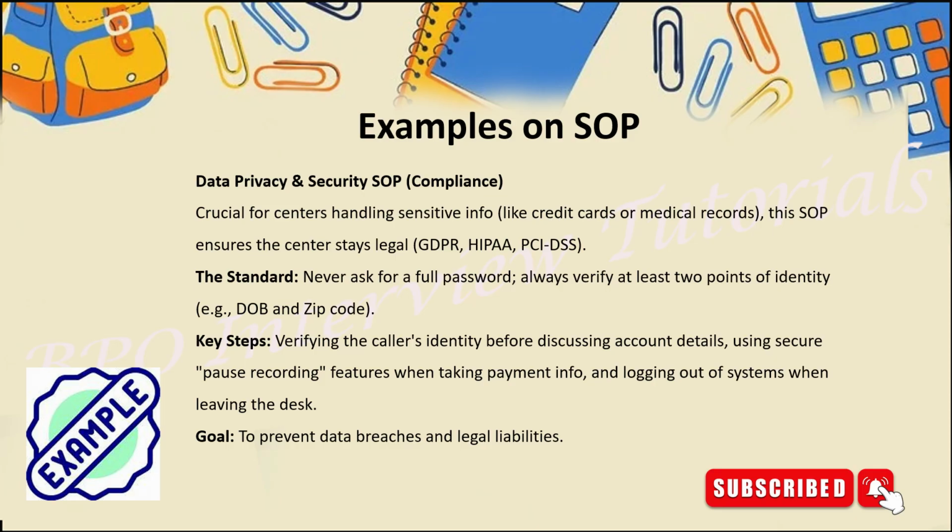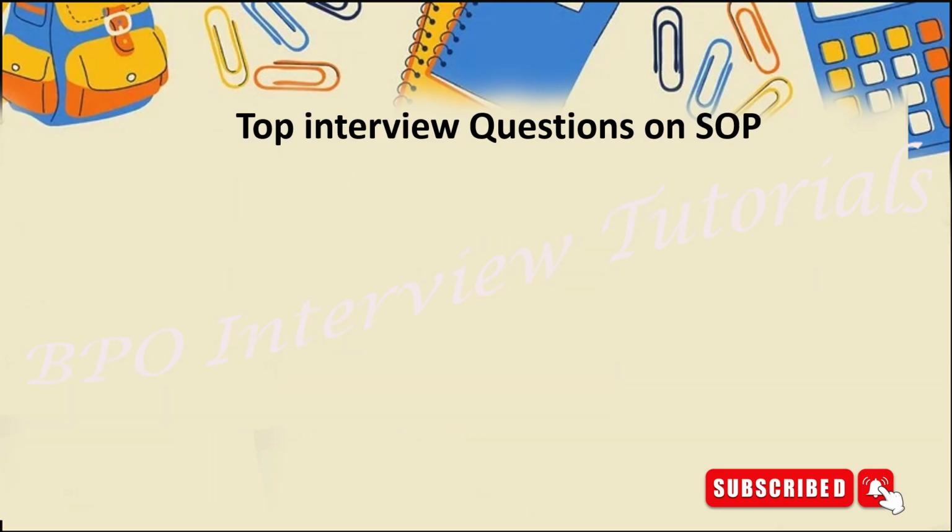Now key steps: verifying the caller's identity before discussing account details. All of this we have to follow, otherwise it will go as an escalation, guys, because we are not doing the privacy checks on the customer side. What is the goal? To prevent data breaches and legal liabilities. So if all the SOPs are designed, definitely there will be no such kind of issues.